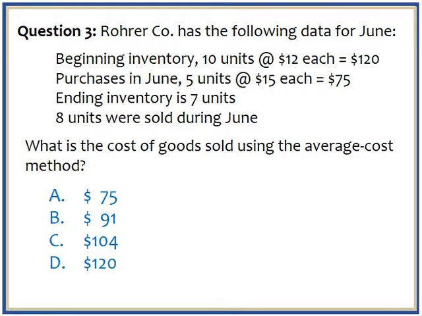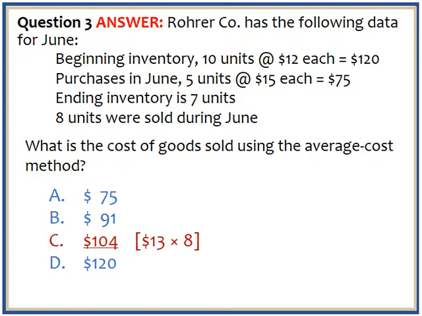The third question reads, Rohr Company has the following data for June. Beginning inventory 10 units at $12 each, $120. Purchases in June 5 units at $15 each equals $75. Ending inventory is 7 units and 8 units were sold during June. What is the cost of goods sold using the average cost method? The choices are $75, $91, $104, or $120.